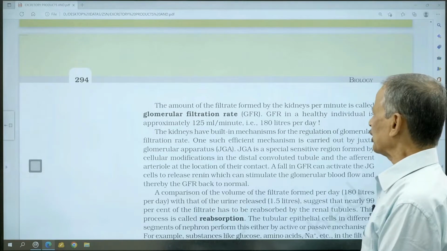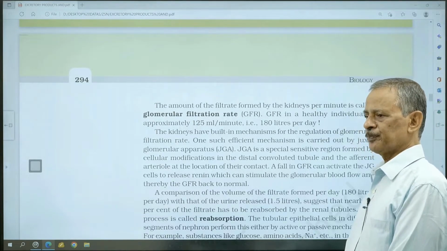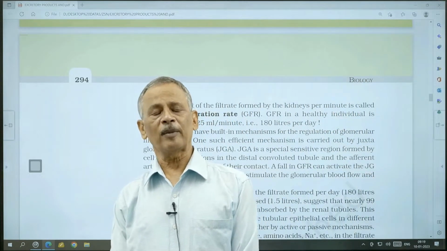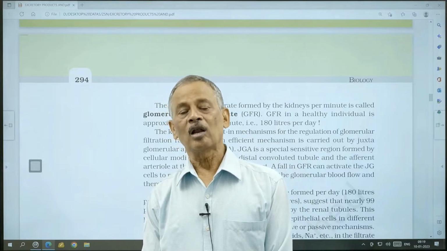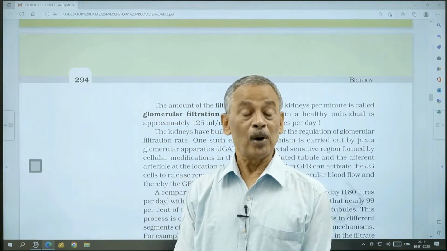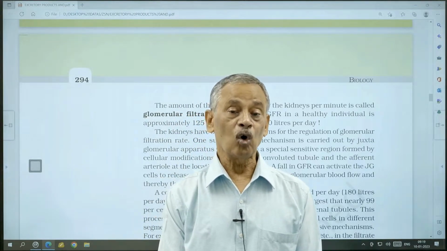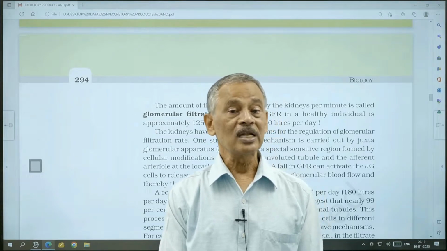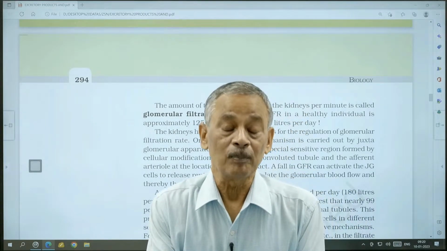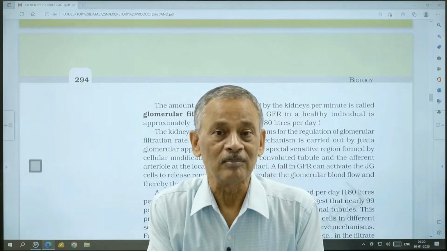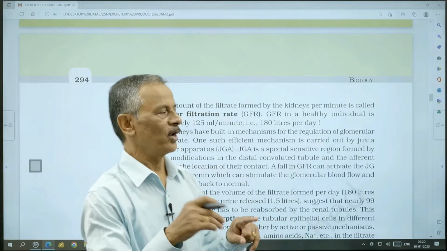The rate at which filtration is occurring, the amount of filtrate formed by the kidney per minute, that is called glomerular filtration rate. So, out of 1100 to 1200 ml of blood passing through the kidney in every minute, 125 ml is filtered out. Okay, so almost 10%. So 125 ml per minute means 180 liters per day. So our kidney is capable of making so much urine, but we never send out 180 liters of urine per day. We hardly send 1 to 1.5 liters. That is the maximum amount of urine that we are all sending out. So what happens to the remaining? That is what now we are going to study.